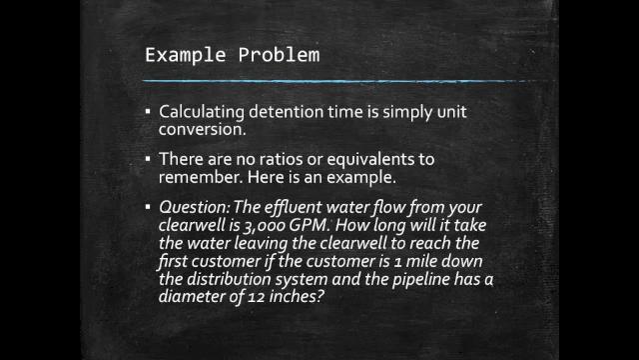Here's an example. The effluent water flow from your clear well is 3,000 gallons per minute. How long will it take the water leaving the clear well to reach the first customer if the customer is 1 mile down the distribution system and the pipeline has a diameter of 12 inches?